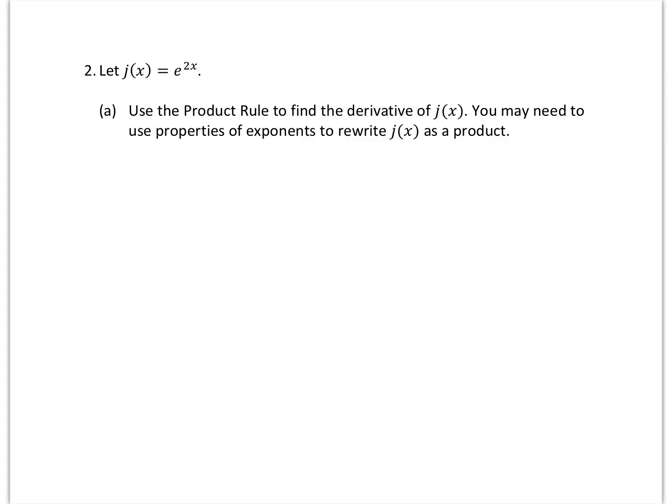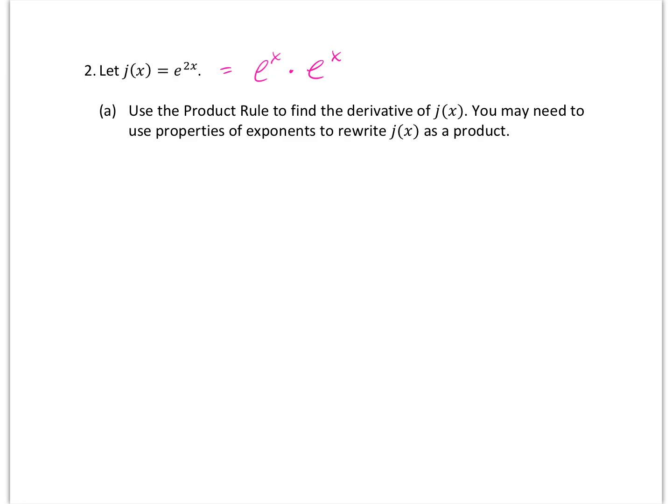Let j of x equal e to the 2x. Use the product rule to find the derivative of j. So I'm going to have to rewrite e to the 2x as a product. I could do that by writing it as e to the x times e to the x, because when you're multiplying like bases, you add the exponents. x plus x is 2x.